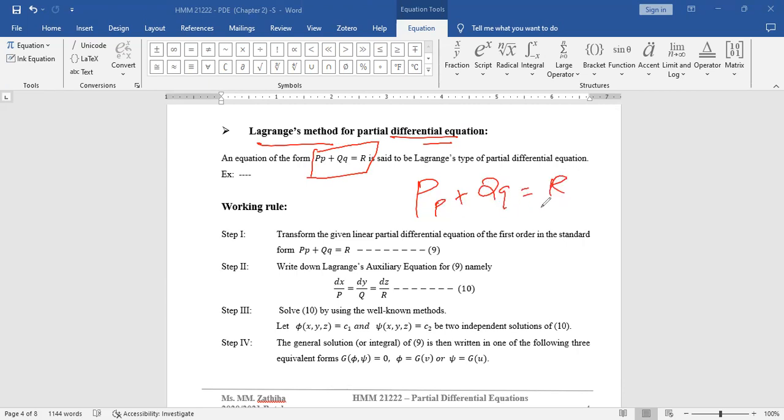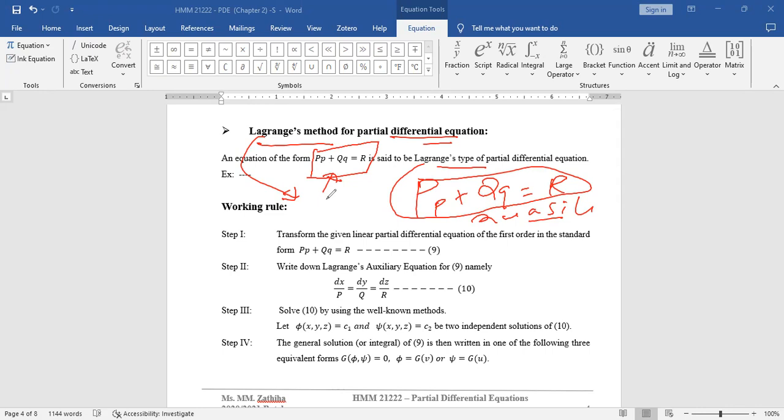So what form is this equation in? What are these equations actually? This is our quasi-linear equation, isn't it? Okay, so if it's a quasi-linear form of Lagrange, we can use the Lagrange method to solve this. Okay, use the Lagrange type partial differential equations. For example, let me give some examples for this question.